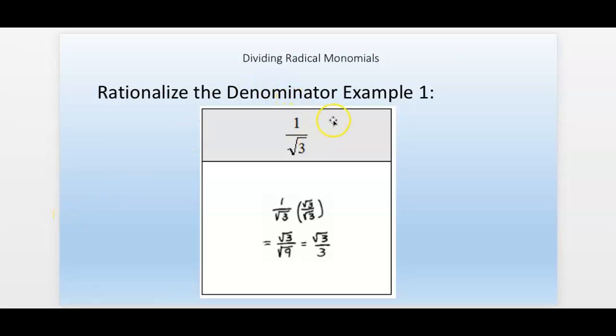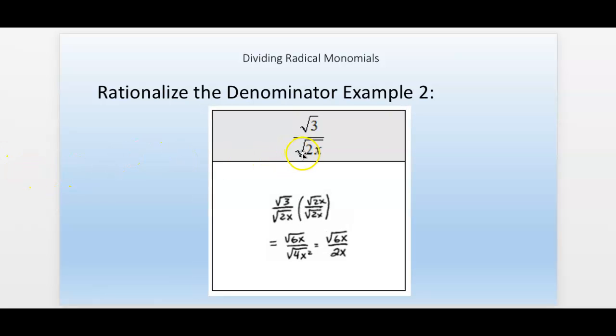Guys, we're going to rationalize a simple example here. 1 over the square root of 3. We looked at this one before. I had it on the board. I multiplied the top and the bottom here by the square root of 3. So our final answer, the top becomes the square root of 3, and the bottom is the square root of 3 times the square root of 3. Well, that's just 3, okay?